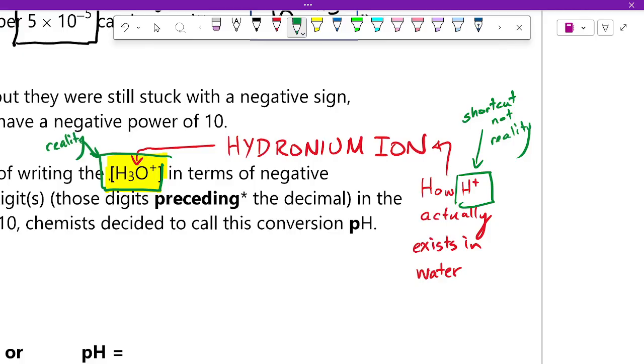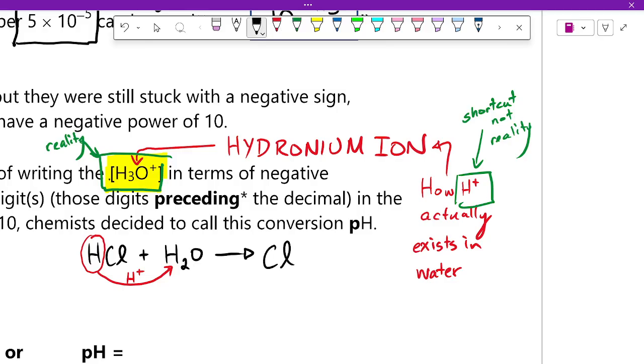So if we were to take, for example, hydrochloric acid, HCl, and we put it into water, instead of just dissociating into H+ and Cl-, we are actually going to have this hydrogen here detach from the HCl, and it's going to attach to the water. And what we will end up with then is Cl- and H3O+.